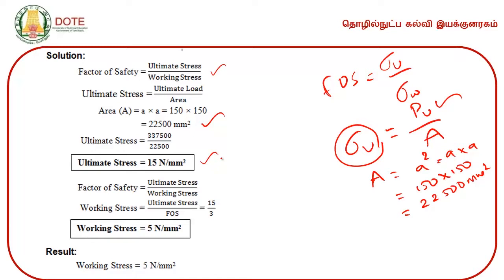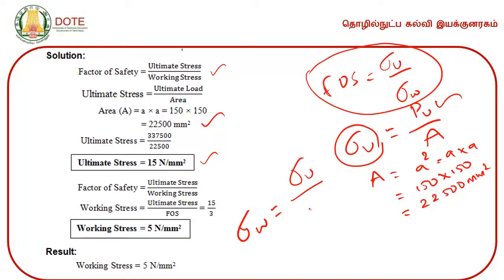So we have to find the working stress. What is the working stress? We know that factor of safety is ultimate stress by working stress. Therefore, working stress is equal to ultimate stress divided by factor of safety.